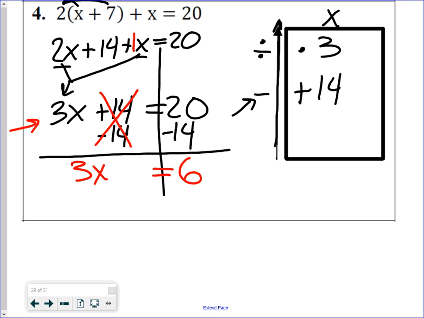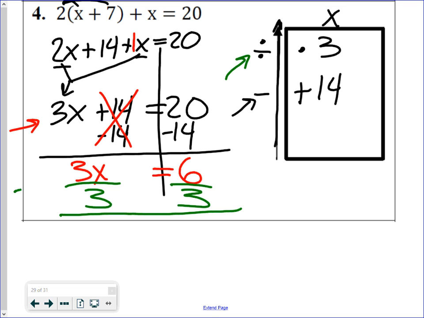Now the last step says to divide by 3 to both sides. Divide by 3, divide by 3, and let's simplify it out, again left to right. 3x divided by 3 simplifies to just x, and 6 divided by 3 is 2. So we see that my answer has to be x equals 2.